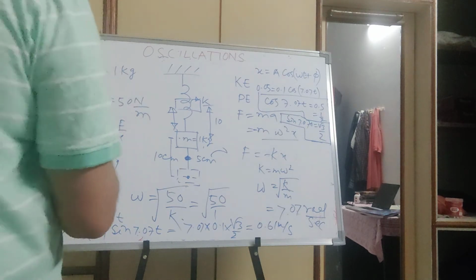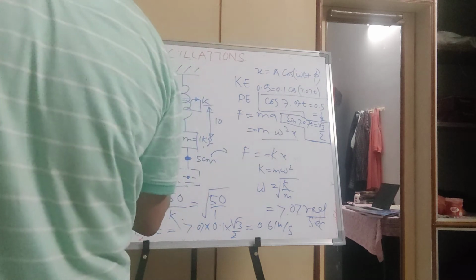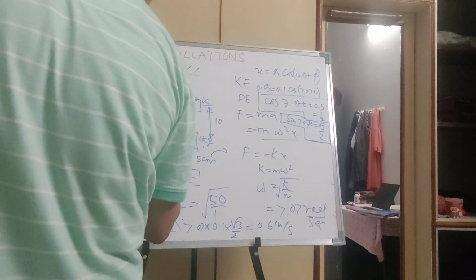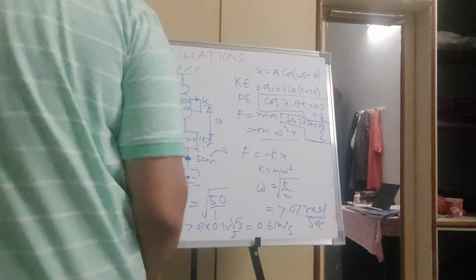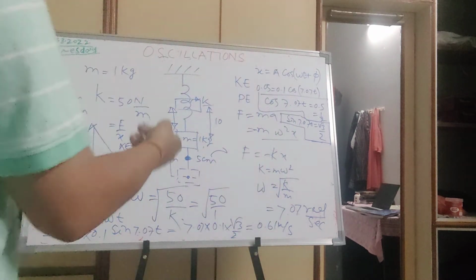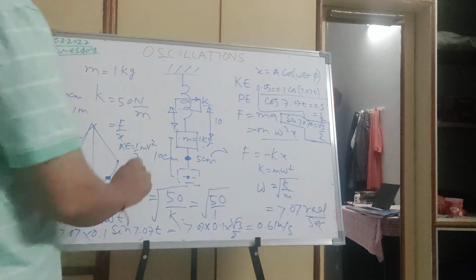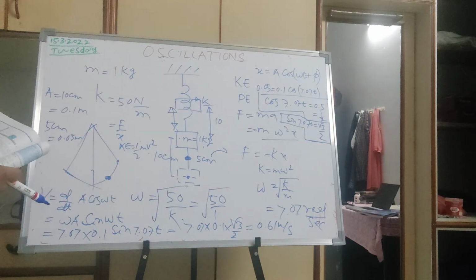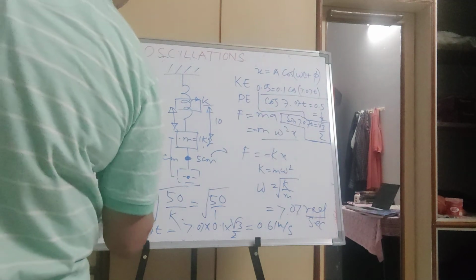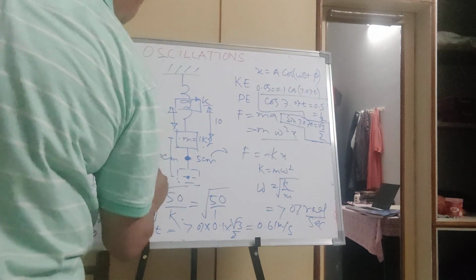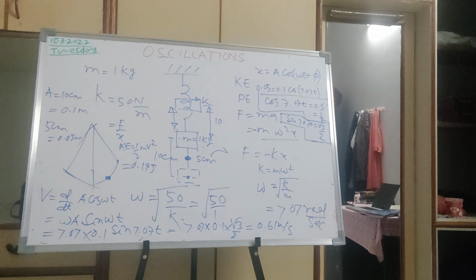So what is the kinetic energy? Kinetic energy is equal to half m v square. To find energy in joule, your mass should be in kg and your velocity in meter per second. After replacing everything, you will find it to be 0.19 joule. That is your kinetic energy.